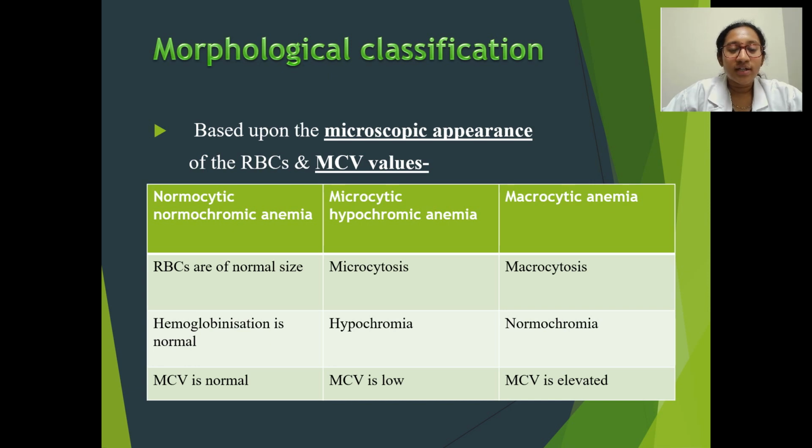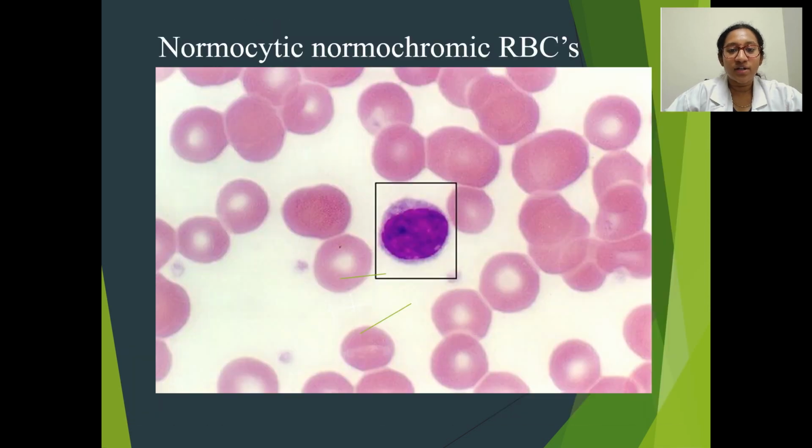In normocytic normochromic anemia, MCV is normal, whereas in microcytic hypochromic anemia, MCV is low, and in macrocytic anemia, MCV is elevated. This is what you can see whenever you are looking at the peripheral smear. RBC size is compared to the nucleus of a small lymphocyte. Whenever the size is similar to that of a nucleus, it is called normocytic normochromic anemia.